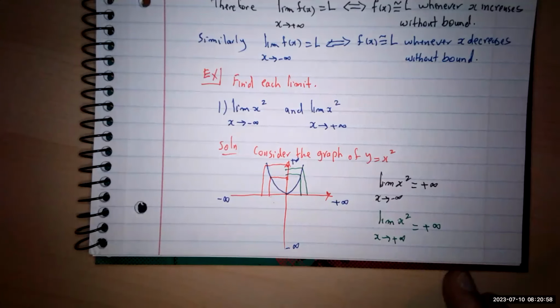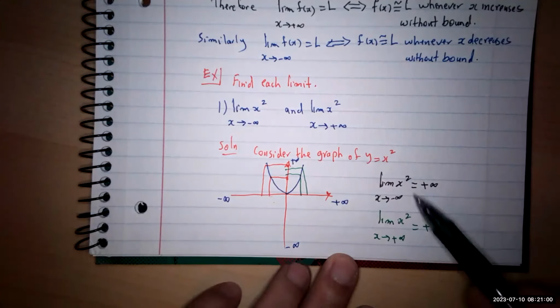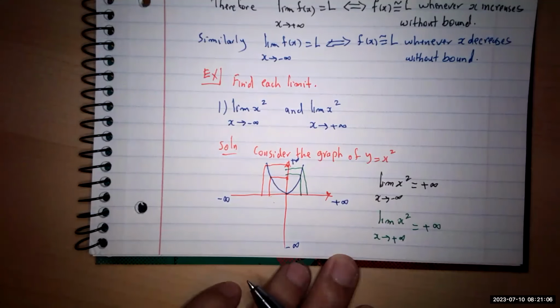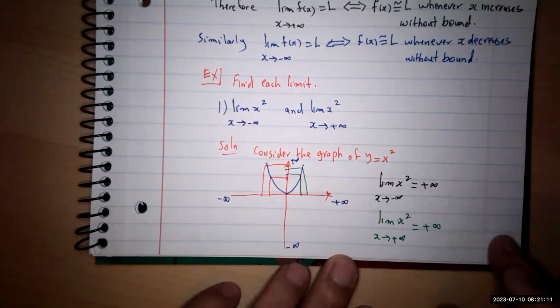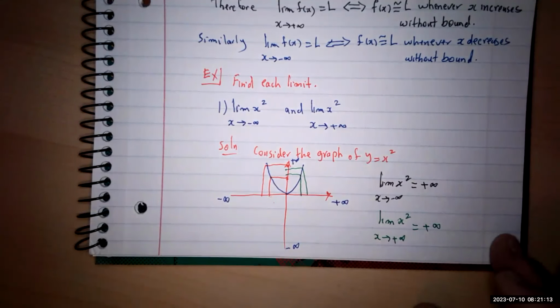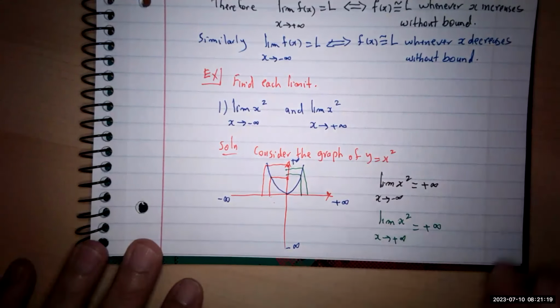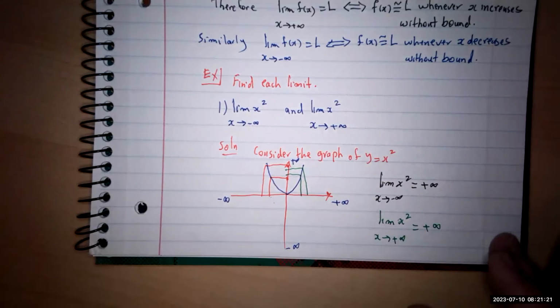Because the power is even, the result must be positive. In both cases, x, without its sign, is getting bigger and bigger, so the result is positive infinity. Any question? That's the case for number one. This is for the even power.